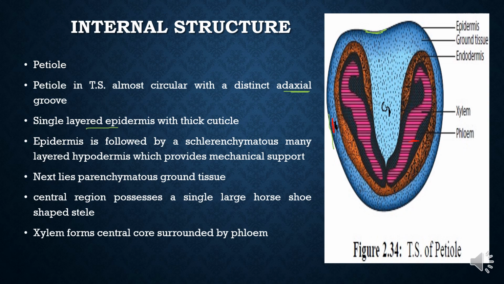This one, the pink color, is the xylem, and this brownish outer region is the phloem. So we see that the xylem is present in the inner region, and the phloem is present in the outer region of the horseshoe shaped stellar vascular bundle. So this is about the transverse section of the rachis or petiole. The number of xylem vascular strands shown is 1, but sometimes it can have 2 vascular bundles. But as we go higher up the petiole, these 2 or 3 vascular bundles unite to form a single vascular bundle.